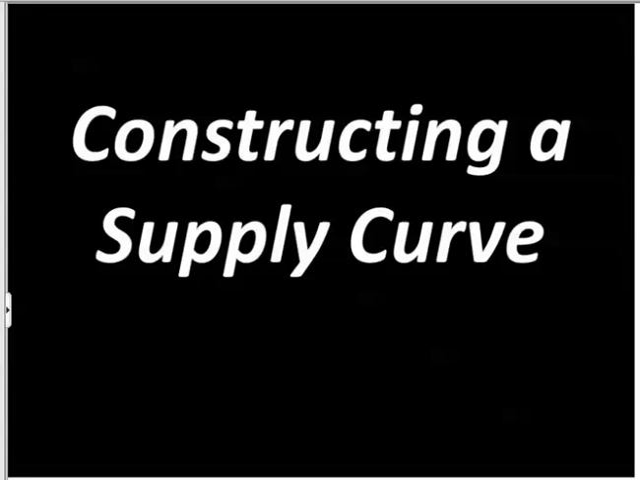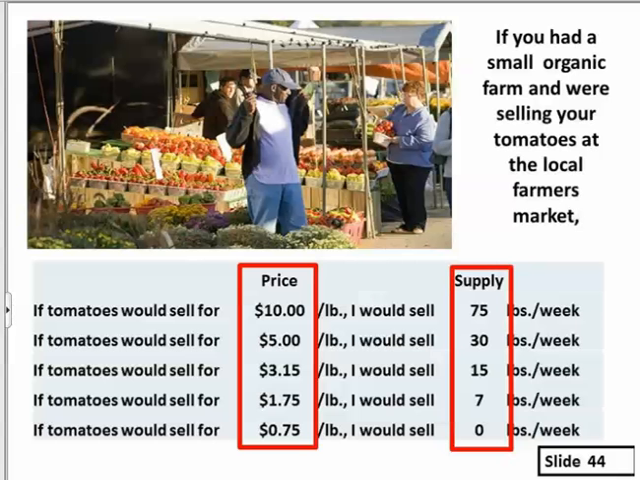Okay, that said, what about the supply side? Well, suppliers are a little different than buyers. Let's assume now that you're the tomato salesperson. Okay, you had this small organic farm, you're growing tomatoes, and you sell them at the local farmer's market. Now, if the price were $10 a pound for tomatoes, man, you would do everything you could to get as many tomatoes together so you could sell as many as you could, because you could really make some serious profit at that. You'd sell 75 pounds a week.